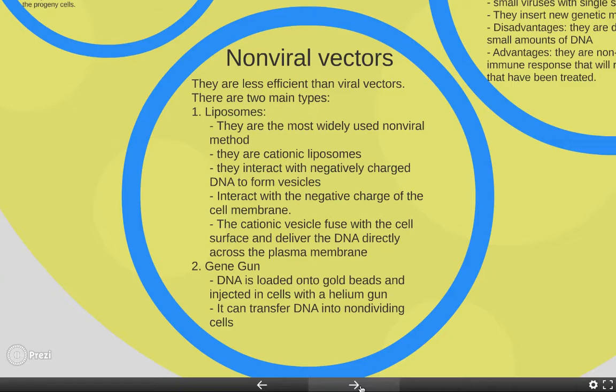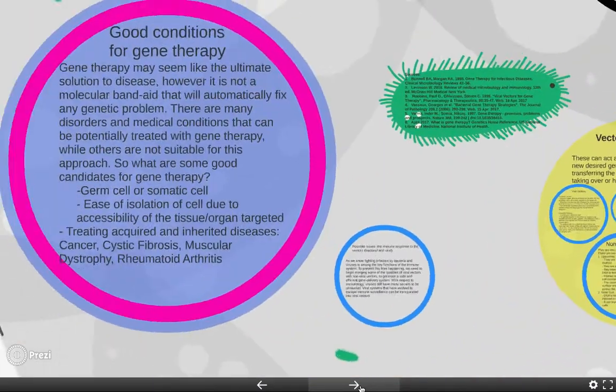The second are gene guns, in which DNA is loaded onto gold beads and injected into the cell with a helium gun. This can transfer DNA into non-dividing cells.